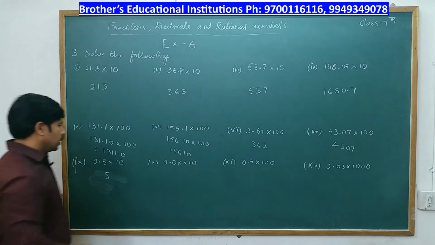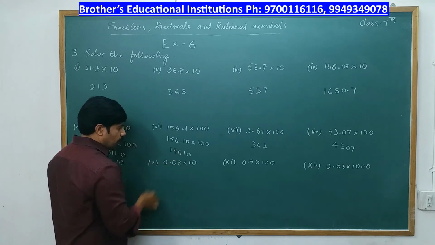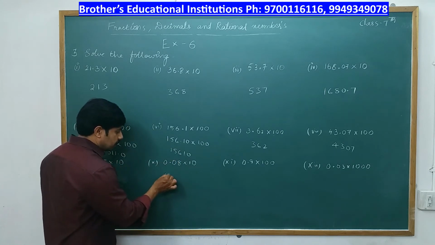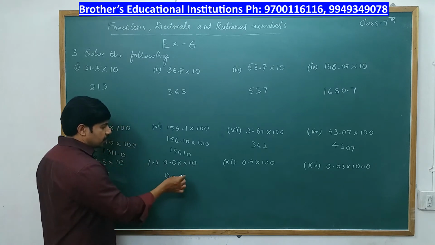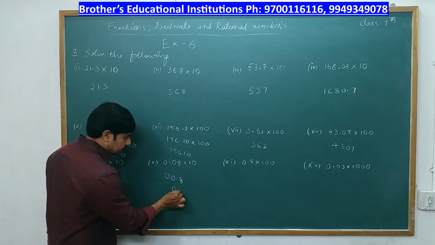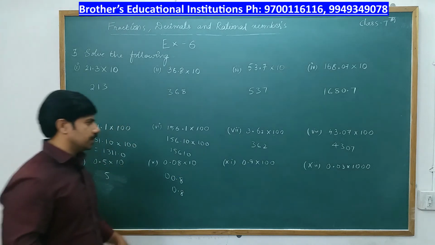Then next, here we have 10, so only one zero. After one digit we put the decimal. 0.8. Okay, so this is completed. Now we go to the next.